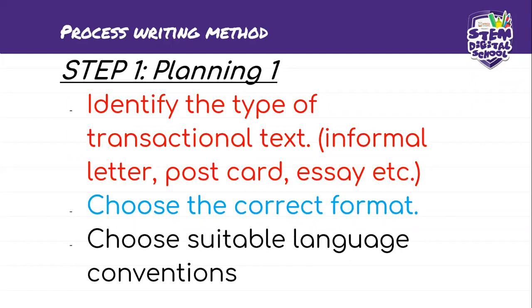You choose the correct format, because all of these transactional texts have different formats. We write an essay with paragraphs, but with giving directions, we use point form, we use sentences. We do not use paragraphs. With advertisements, you will realize that mostly you will have to use pictures or images. With a formal letter, we know that we write two addresses. With an informal letter, we only write one address. So all these transactional texts have their different formats.